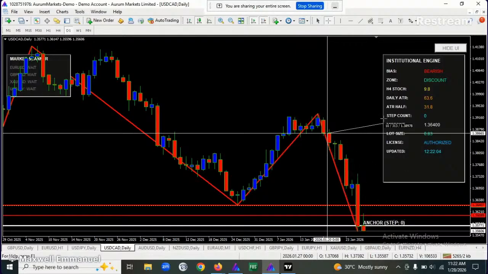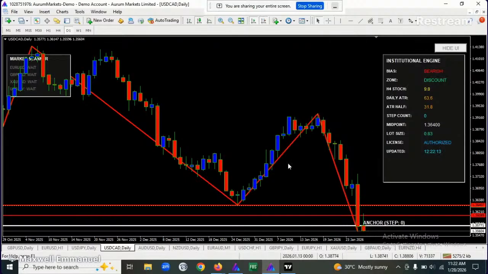So you need to wait for a strong reversal, and that's what we want to take advantage of. Once this daily bias changes to bullish, that is when we take our buy trade.